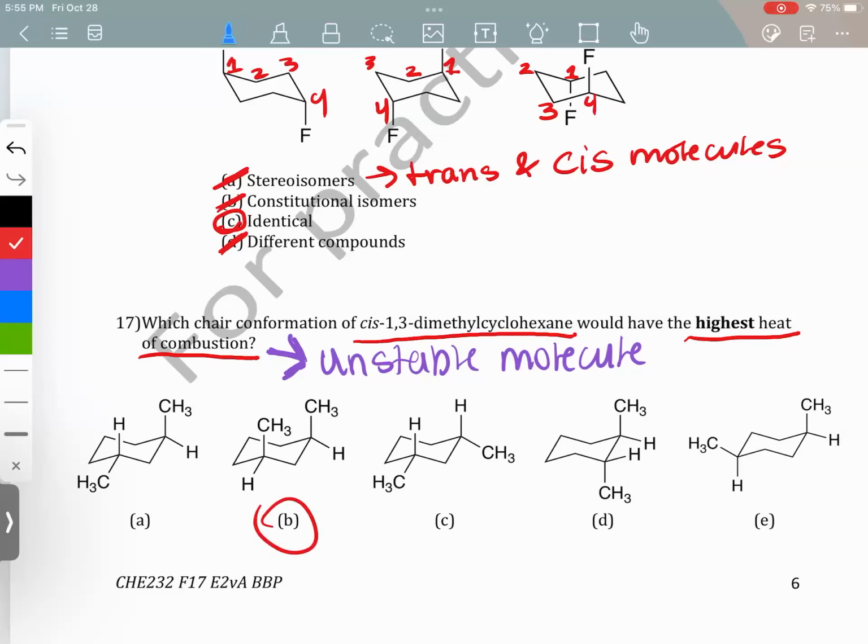B has both methyls on the axial, so they're pretty close together, which is going to cause steric hindrance. And steric hindrance always pushes the molecule to be unstable, because it means electron repulsion between the electron energies of these two groups because of how close they are together. It's like trying to force two magnets on the same side together. They're never going to come together.